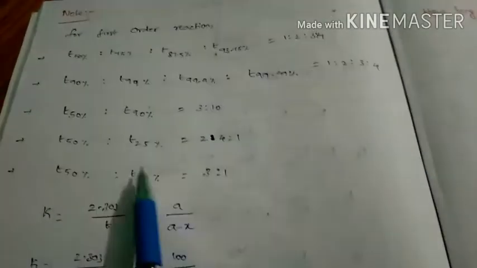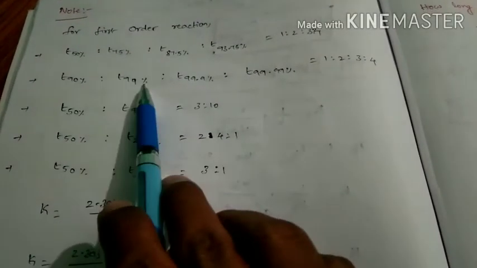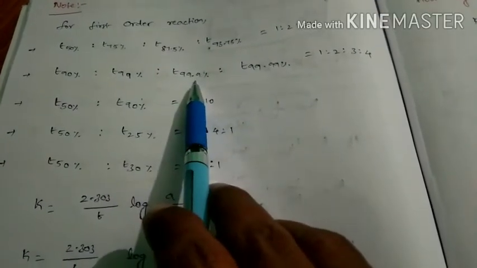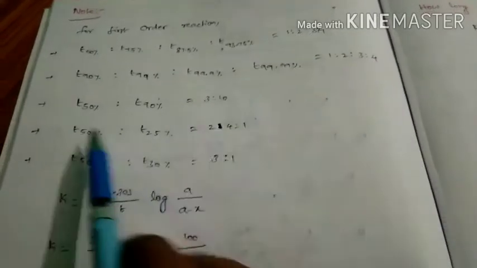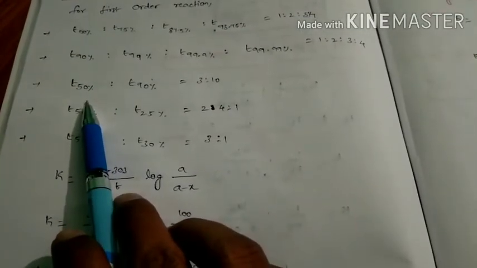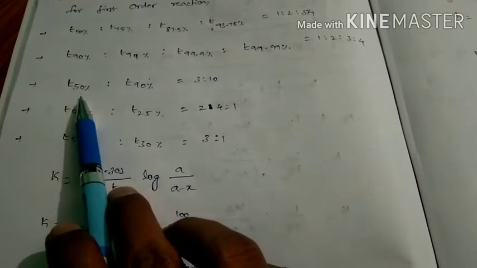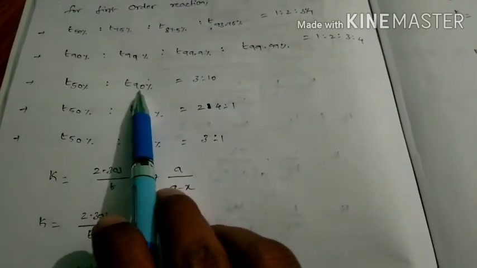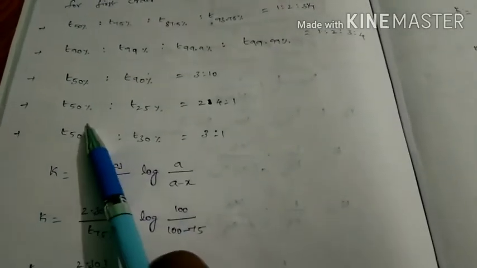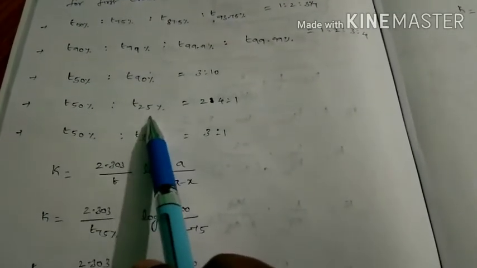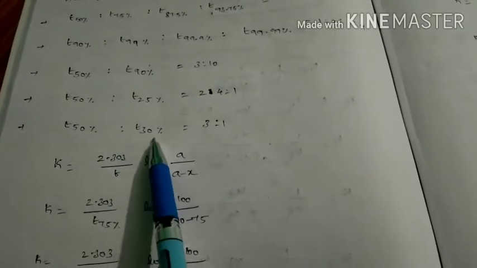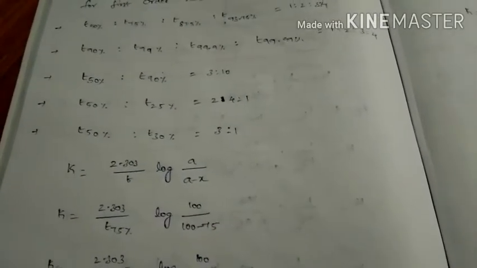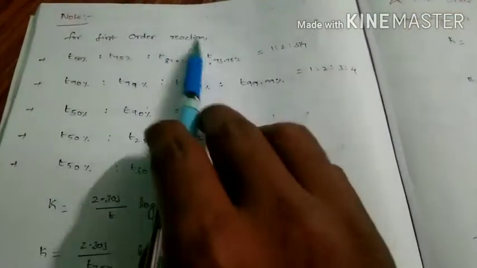1 is to 2 is to 3 is to 4. You have to remember these relations. Here also, the time required to complete 90% is to the time required to complete 99%, to the time required to complete 99.9%. For this the relation is 1 is to 2 is to 3. Here the relation is time required to complete 50% is to time required to complete 90% equal to 3 is to 10. Here time required to complete 50% is to time required to complete 25% is equal to 2.4, not 2 is to 4, 2.4 is to 1. Here time required to complete 50% is to time required to complete 30% equal to 3 is to 1. So these are all the relations regarding first order, not zero and second order.